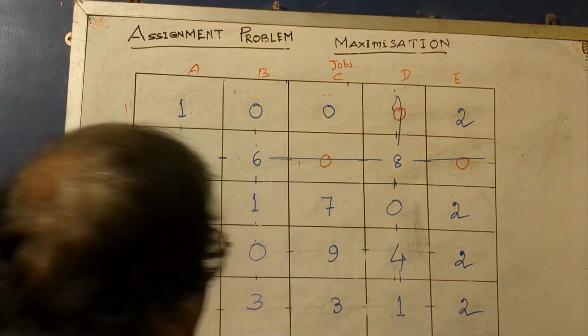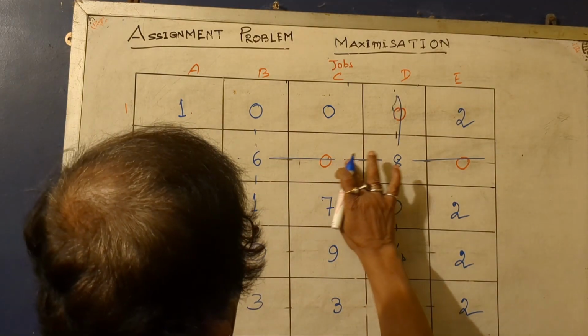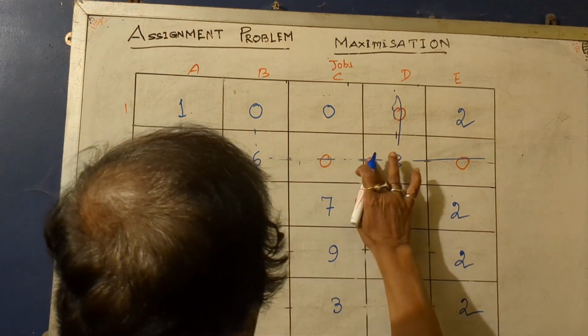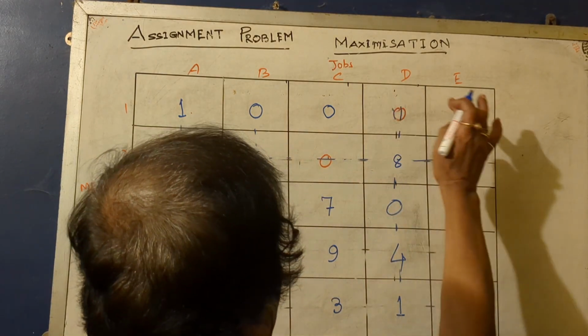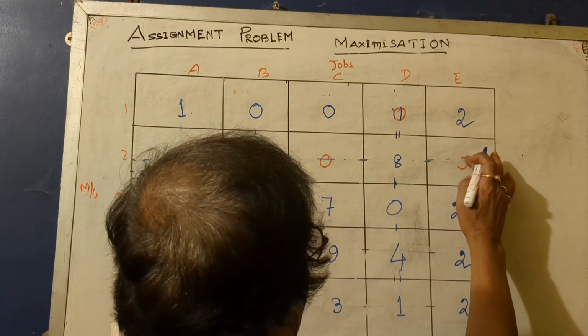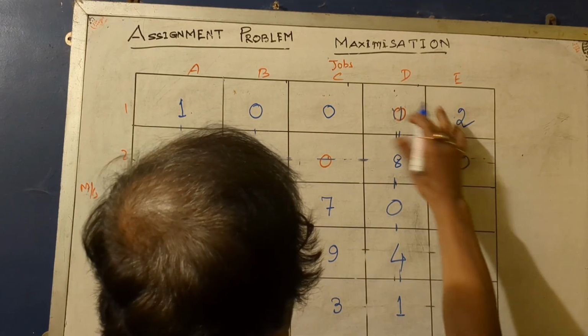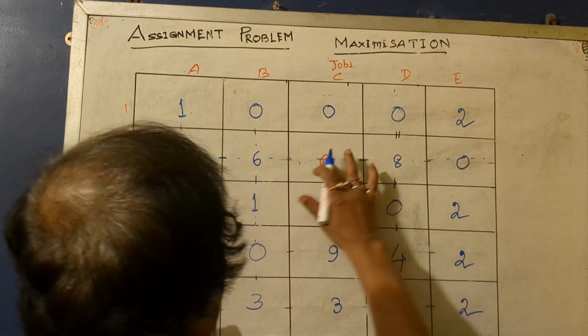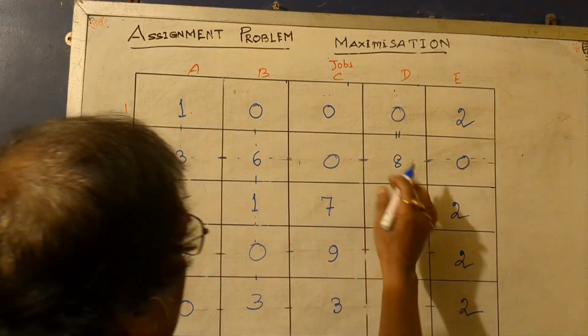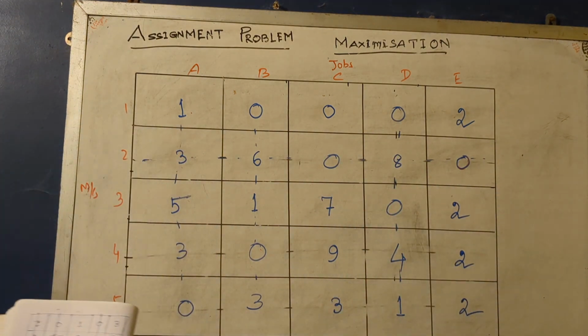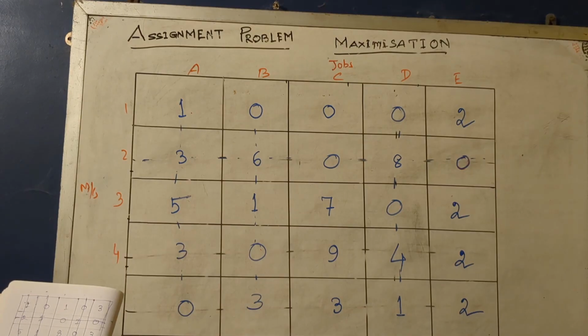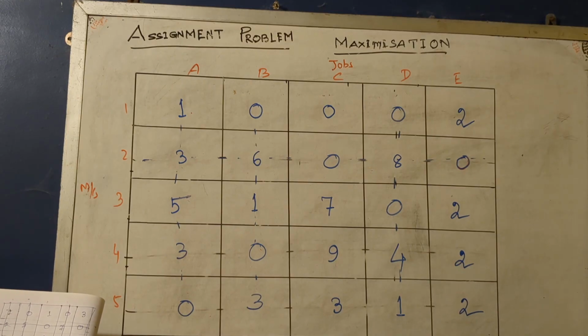Again, you have to pass horizontal, you will remain same. Just start checking is there any mistake or not. This will be 0, this will also be 0. So this is the revised table. 1 0 0 1 0 2 3 6 0 8 0 5 1 7 0 2 3 0 9 4 2 0 3 3 1 2. Okay.